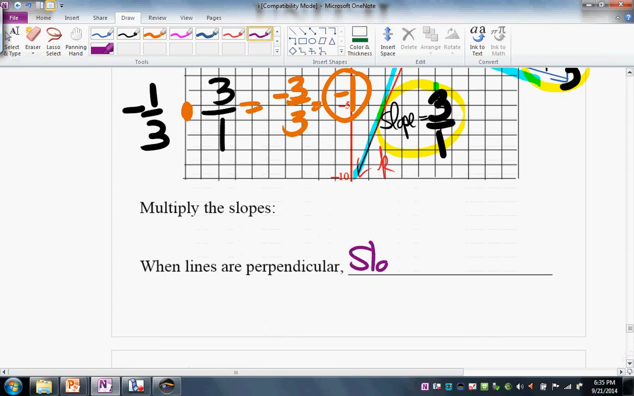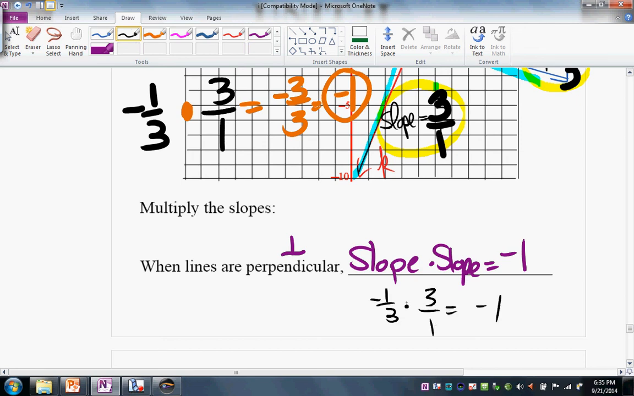When lines are perpendicular, use that little upside down symbol. Slope times slope equals negative 1. Again, for example, we had negative 1 over 3 times 3 over 1, that equals negative 1. So if you see these slopes, you know they're perpendicular.